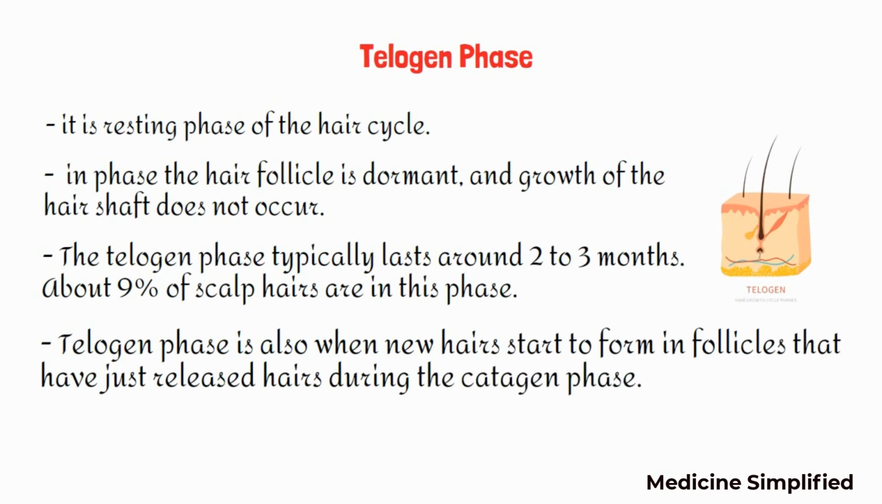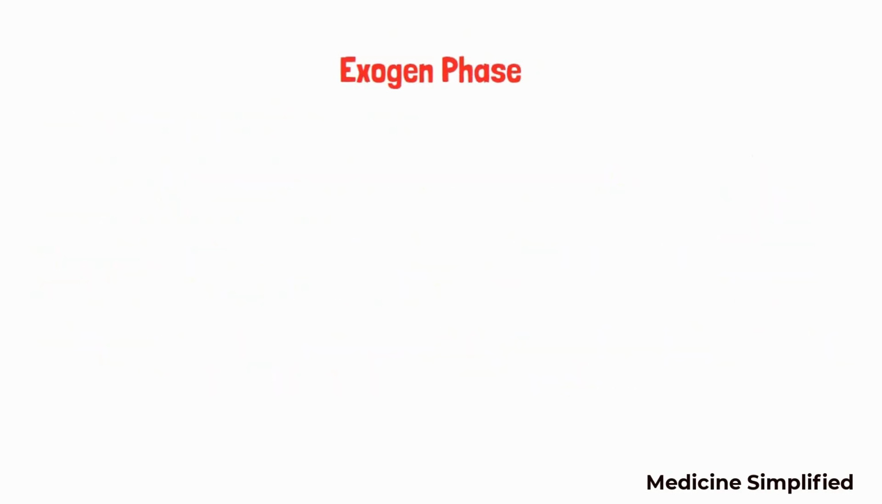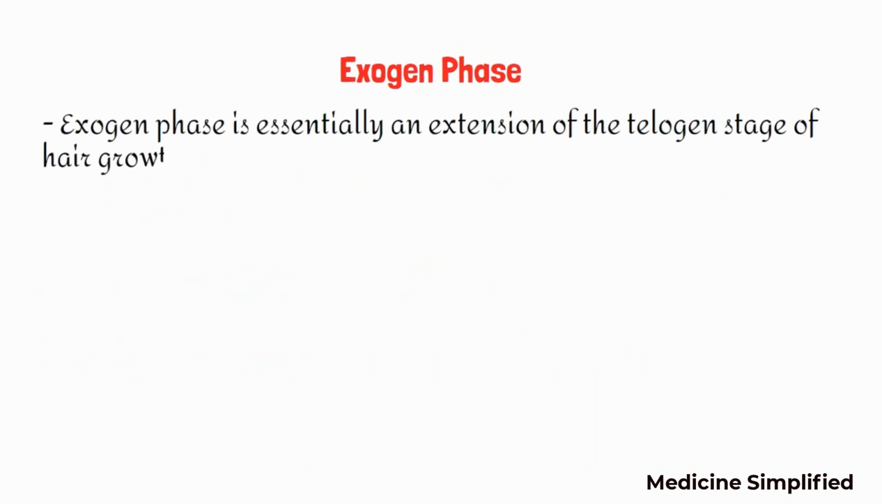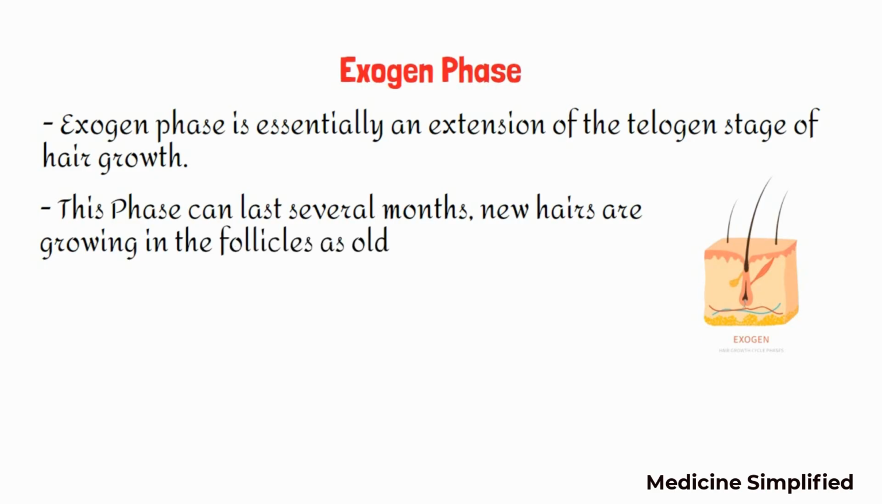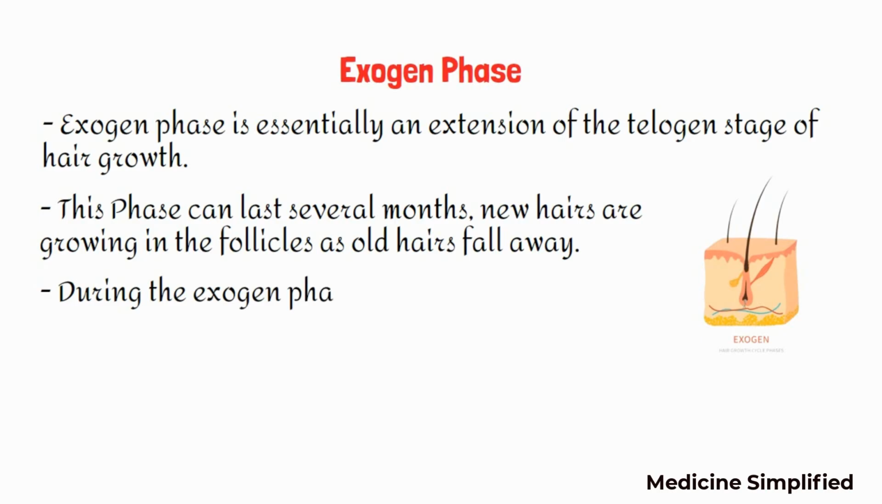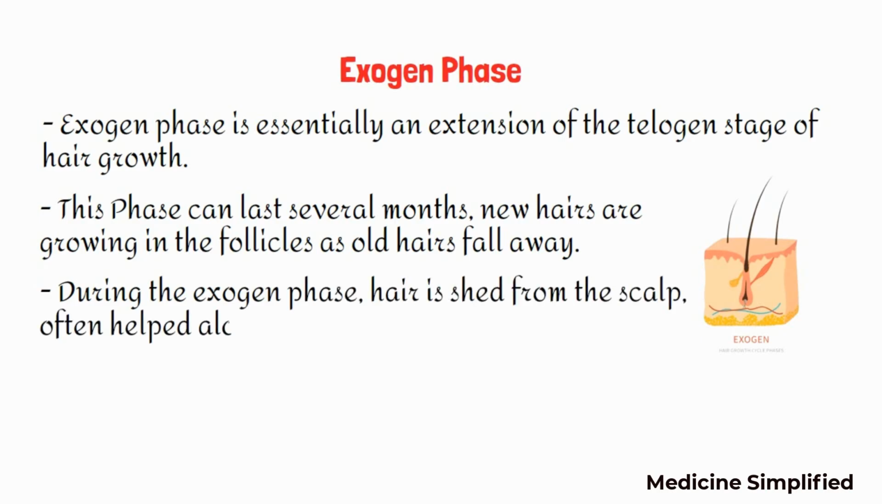When new hair starts to form in the follicles, the hair just released during the Catagen phase is also known as the Telogen phase. Coming to the final phase, called the Exogen phase, it is essentially an extension of the Telogen phase of hair growth. This phase can last several months. New hairs are growing in follicles as old hair falls away. During the Exogen phase, the hair is shed from the scalp, often along with washing and brushing of the scalp.